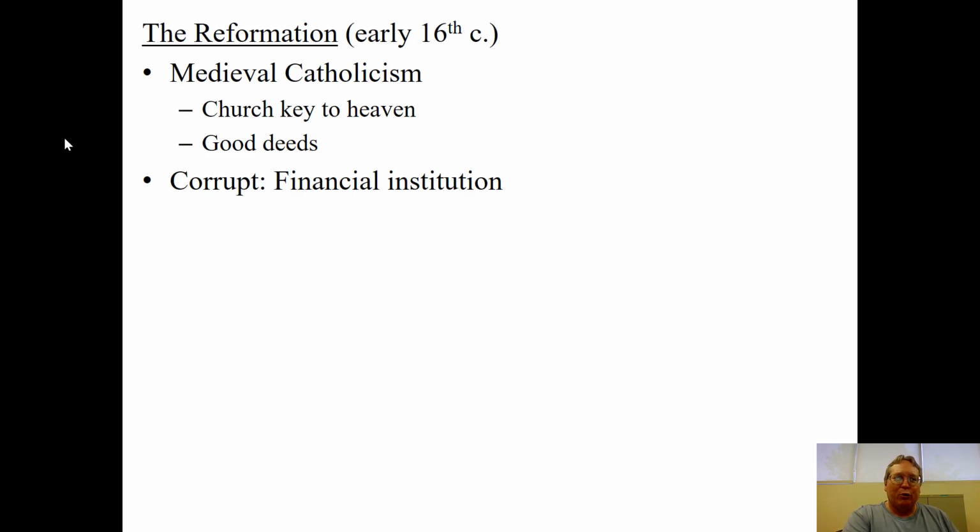And pretty soon, especially by the early 1500s, it seemed like the church was more interested in obtaining indulgences, money from people in Europe, than they were in actually carrying out their religious mission of getting people to know God and participating in their religious ceremonies. It seemed like money was more important than the religion that was behind everything.